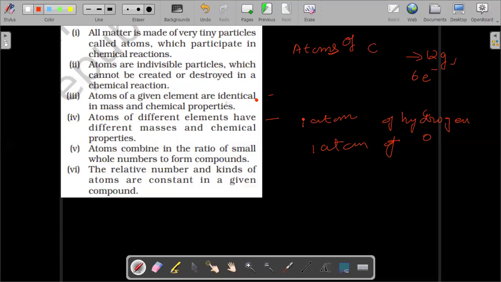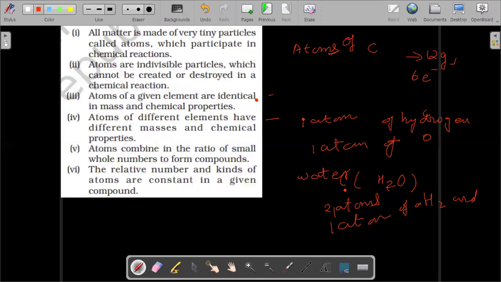Okay, now see the fifth point. Atoms combine in the ratio of small whole numbers to form compounds. That means whenever atoms combine, they always combine in a small whole number ratio. For example, water, H2O. Wherever you find water, it will consist of two atoms of hydrogen and one atom of oxygen. So wherever you take this water, it will always consist of hydrogen and oxygen in the same ratio.